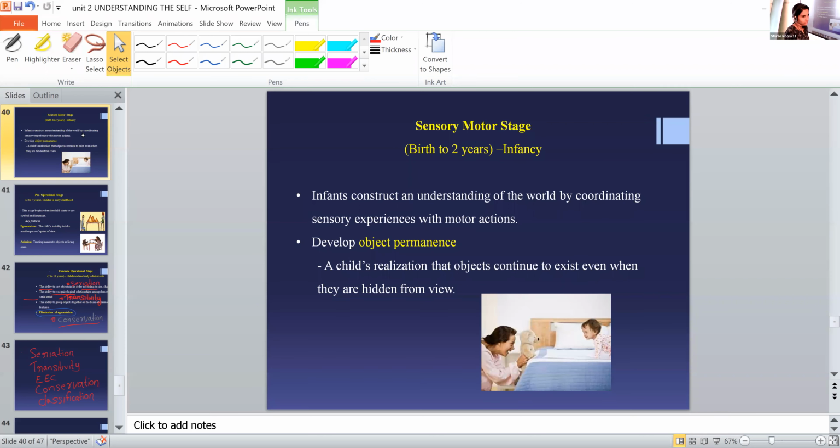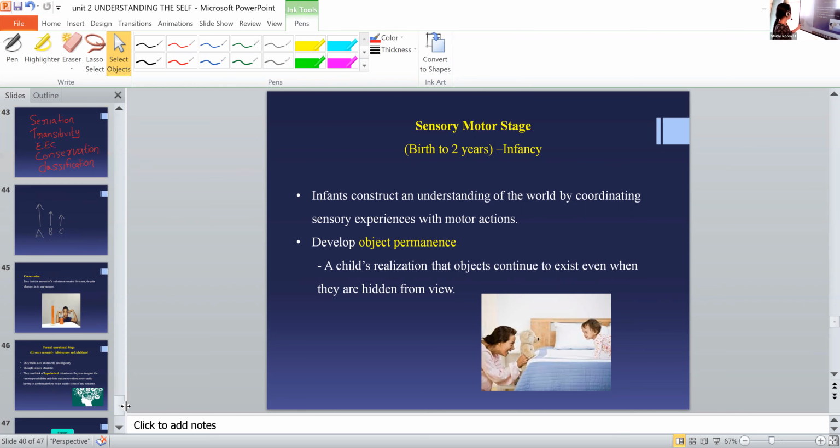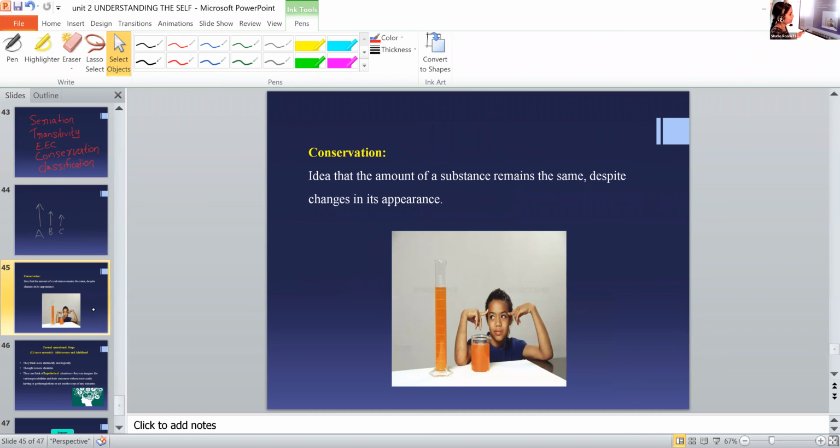Very good. Classification. And one more ability: eliminating egocentrism. Very good, Reina. Then one more stage is there, the formal operational stage. You can write the definition of conservation. Conservation is the idea that the amount of a substance remains the same if the appearance is changed.